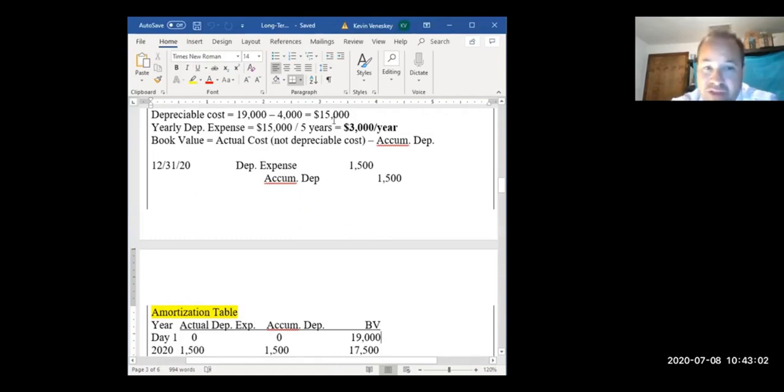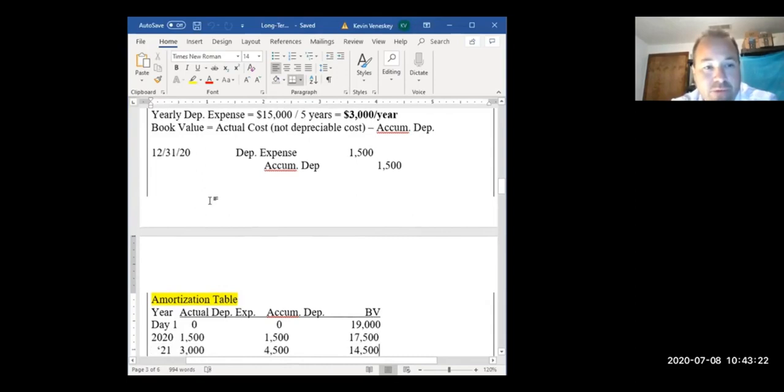I do not use this 15. That was only for depreciation purposes. So my full cost of the asset is 19. After year one, the end of 2020, I've depreciated just a little bit, and so therefore my book value goes down by the 1,500.